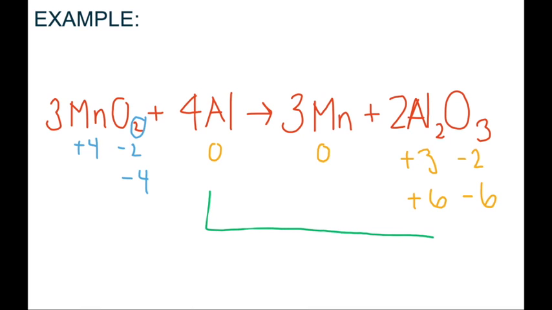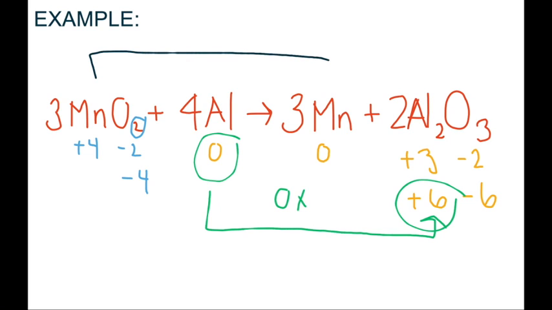From this, we can determine that the aluminum is being oxidized. We know this because its oxidation state is going from 0 to +6, meaning it's losing electrons, as in losing its negative charge. The manganese is being reduced. We know this because its oxidation number is changing from a +4 to a 0 charge, meaning that it is gaining electrons or gaining negative charge.